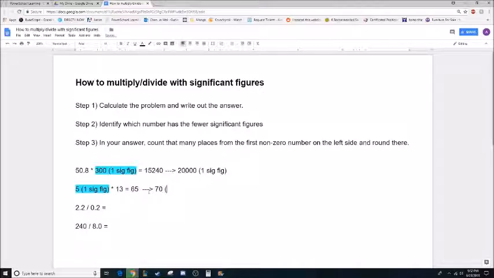And notice how my 70 has 1 sig fig, just like my number with the fewer significant figures. So that means I did it correctly. So that's how you can check your answer to make sure you're doing it correctly, because these two things right here, the number of sig figs should match.